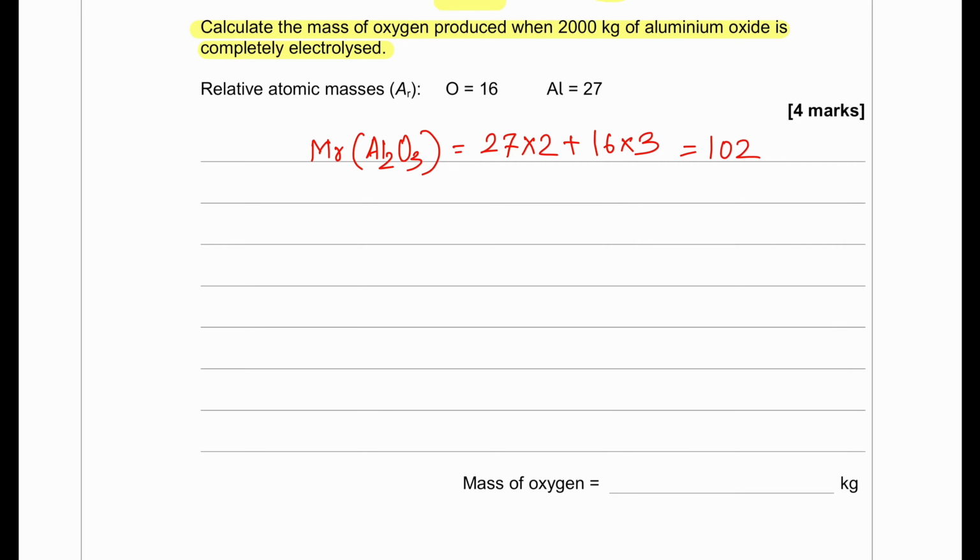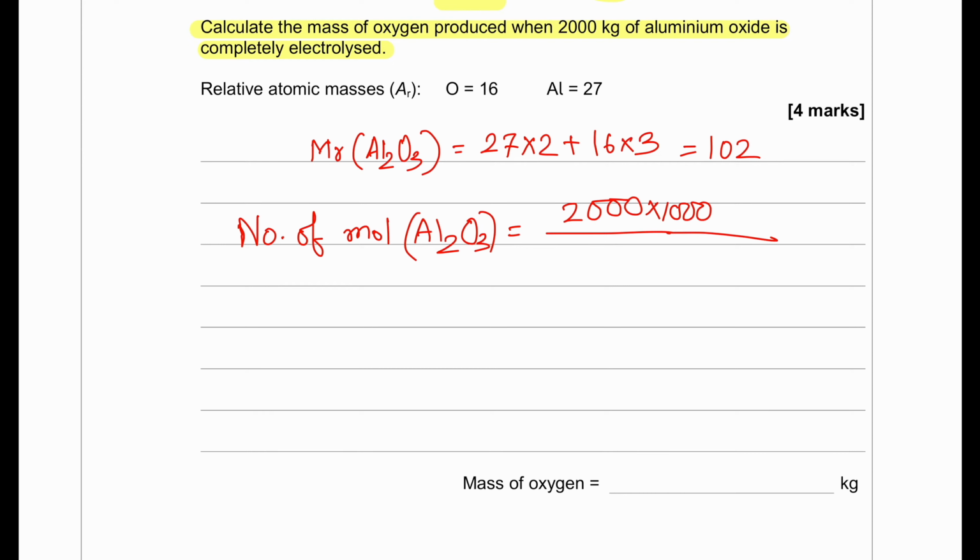The next step will be to find out the number of moles. So we'll write number of moles. What are we finding the number of moles for? Aluminium oxide. So we write number of moles Al2O3. Then we divide the 2000 kilograms, and we multiply this 2000 by 1000 so that it is converted into grams. Then we divide it by 102, which gives us 19608 moles.